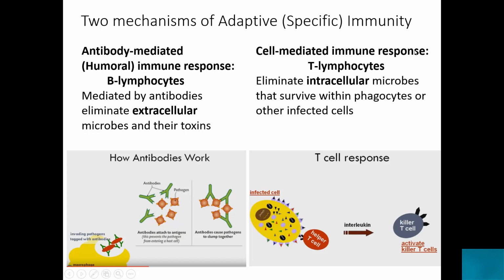The second type of immune response would be cell-mediated, and it's provided by T lymphocytes to eliminate intracellular pathogens. So when our own cells are already invaded by bacteria or viruses, then T cells can recognize it and form special activated killer T cells that will kill infected cells, and also phagocytes if there are pathogens inside of them.